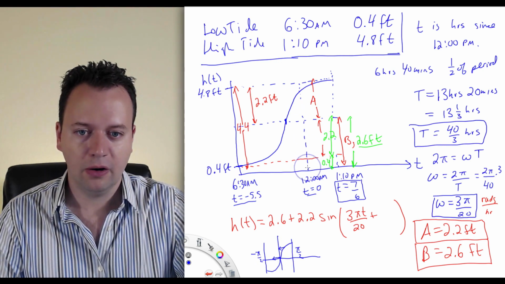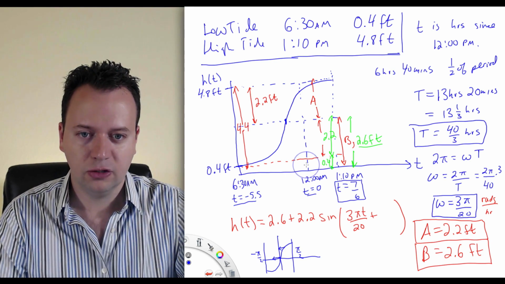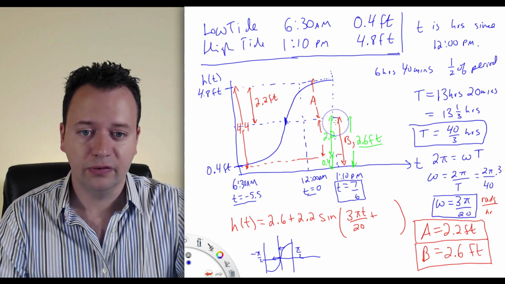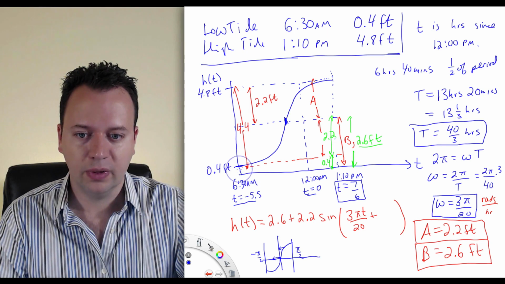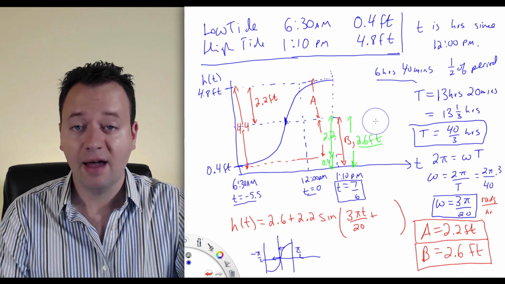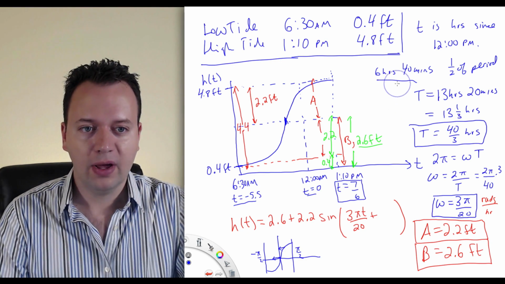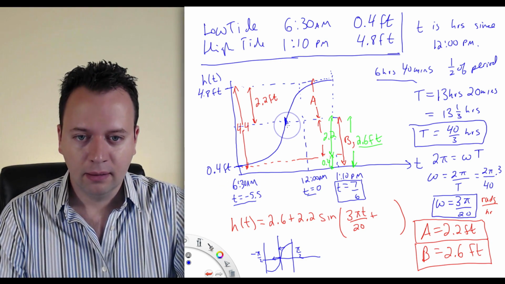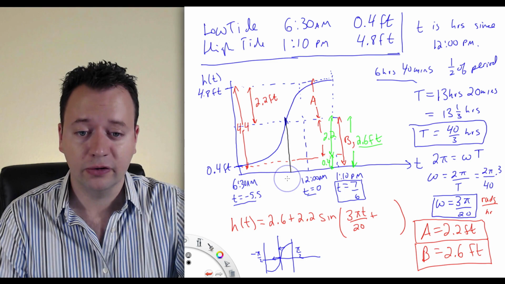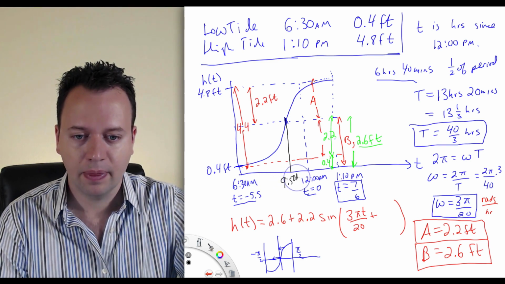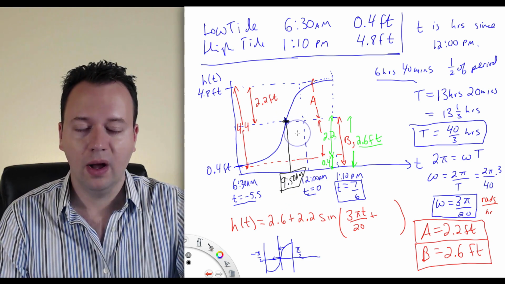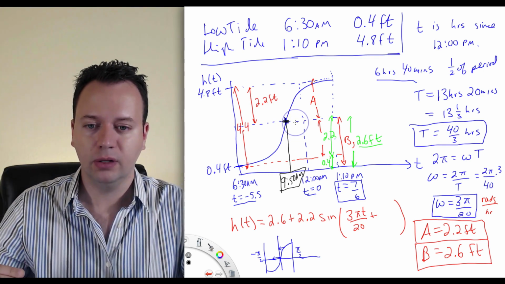Right, so noon is up here, and so to find the phase shift, we need to figure out where the center is in terms of time. So since the total time between 6:30 a.m. and 1:10 p.m. was 6 hours and 40 minutes, half of that time will be 3 hours and 20 minutes. So we'll add that to 6:30, and 6:30 plus 3 hours and 20 minutes is 9:50 a.m. So 9:50 a.m. is exactly when the water level is at the midline. It's halfway between low tide and high tide.